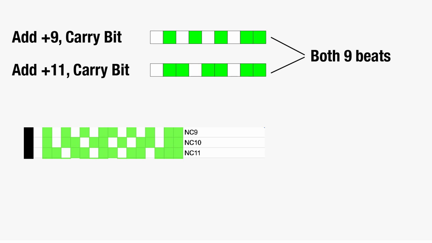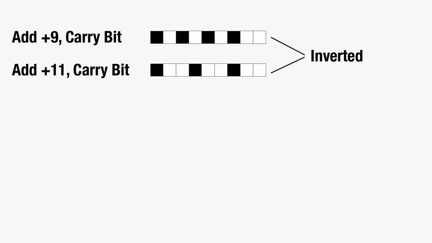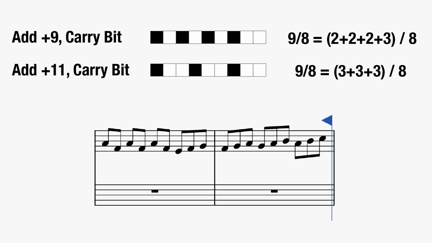And something might jump out at you right away. I'm just looking at the first 9 beats of these patterns, and if I invert them, well, look what we have here. We have 3 sets of 2 beats and 1 set of 3 beats for add 9, and then for add 11 we have 3 sets of 3 beats. So these are the rhythmic patterns to create the additive meter of Blue Rondo a la Turk.